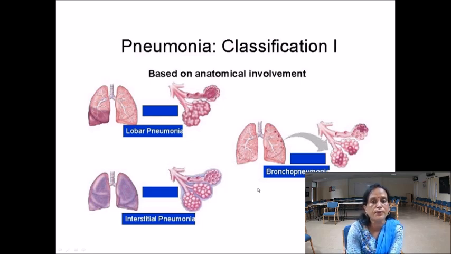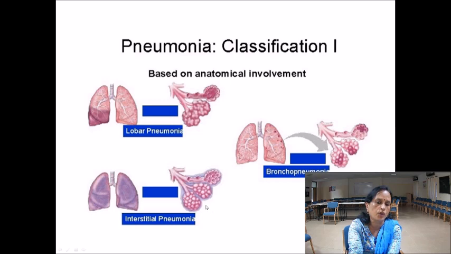We classify pneumonia based on the anatomical part of the organ involved. Lobar I already told you: the entire lobe or a large part of a lobe is involved, and it could be unilateral or bilateral. Then what is bronchopneumonia? We call it patchy pneumonia. It does not involve the entire lobe; you can see patches. The bronchus and the surrounding alveoli are involved. This is bronchopneumonia, also called patchy pneumonia.